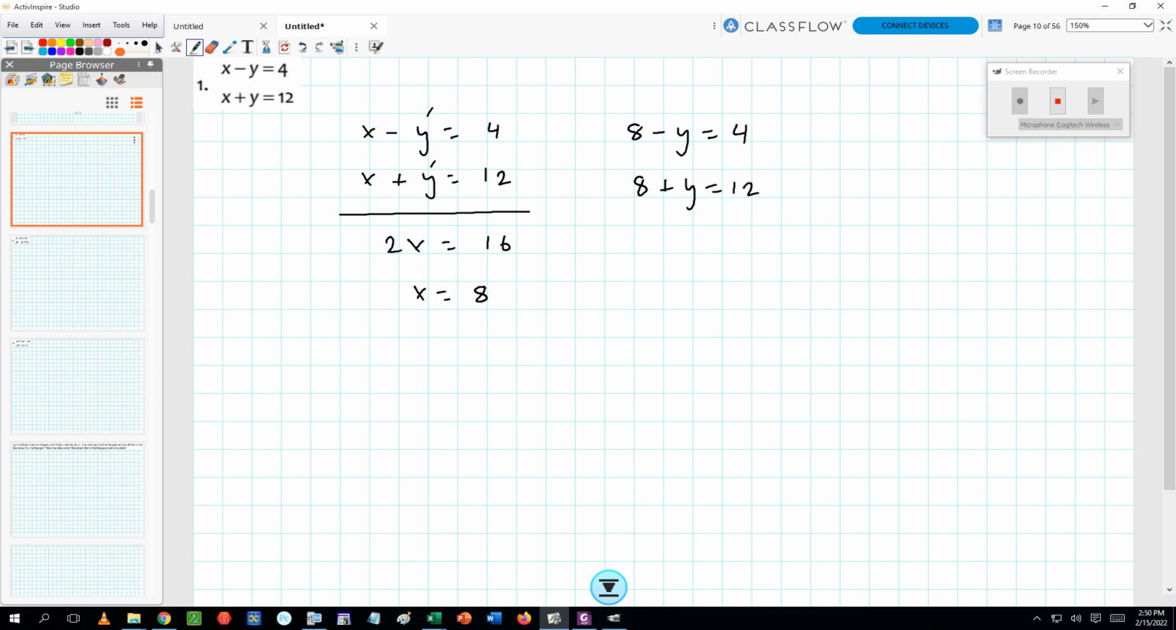Don't do both, just do one, but plug the 8 in and decide which one that you prefer to solve. I like this bottom one. All I have to do is subtract the 8 over and I get y as 4. Your answer is in an ordered pair, x first, y second. And that was an ugly 4.